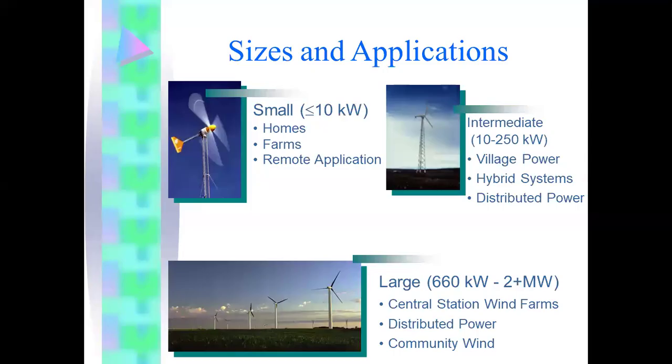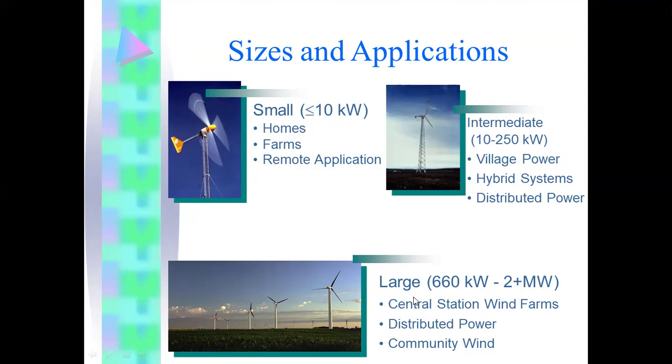There are different sizes and applications of wind power turbines. Small wind turbines can produce about 10 kilowatts of electricity, which is enough for homes, farms, or remote applications. And the intermediate windmills can produce 10 to 250 kilowatts, and they can be used to power a village or for hybrid systems or distributed power.